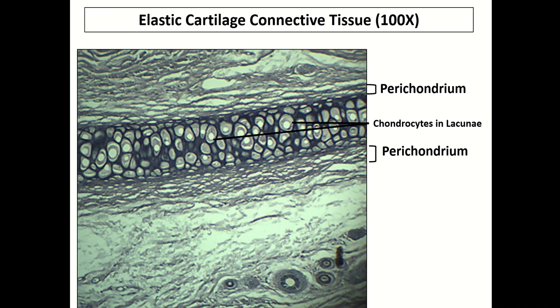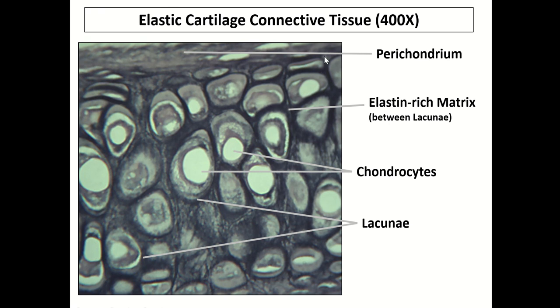We also have elastic cartilage connective tissue. Again, don't confuse this with elastic tissue as was found in the aorta. However, they get their name from the same reason. Elastic cartilage connective tissue has an abundance of elastic fibers here between the chondrocytes and lacunae.